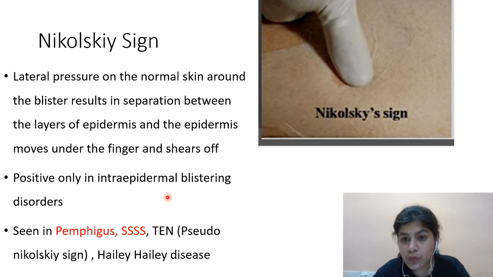So here as well you will get a Nikolsky positive, and the typical histopathological appearance which is described in Hailey-Hailey disease is the dilapidated brick wall appearance. Okay, so that itself can come to you as an MCQ. So I think we can end here.